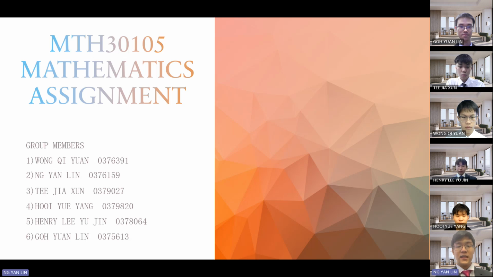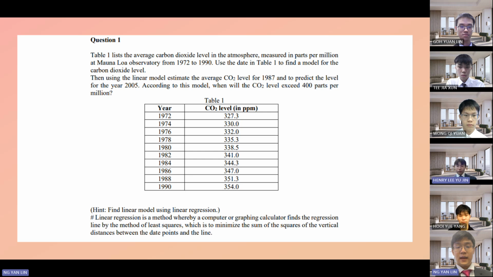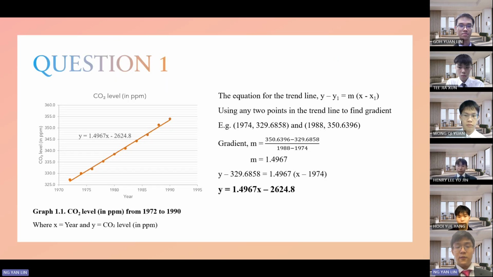Today, we will discuss the three assignment questions. Without further delay, I will begin with question 1. For this question, we will use the linear regression method to find the regression line. This is the graph which we generate using linear regression method, where x represents the year and y represents the carbon dioxide level in parts per million. You can use tools like the Desmos Graphing Calculator or Excel to generate the trend line by inputting the data.